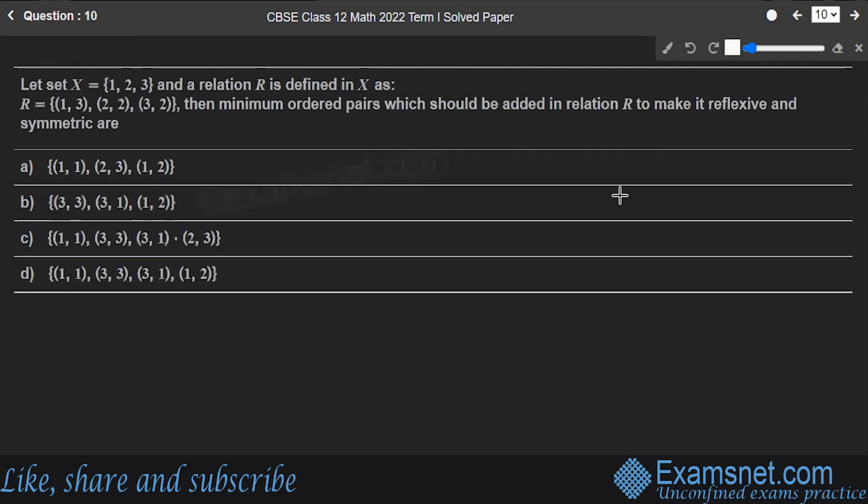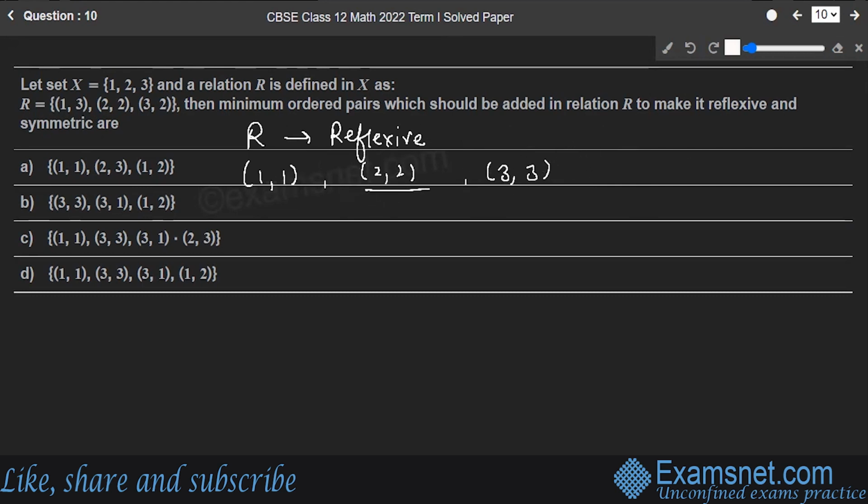Hope you understood that. Next is question number 10. It says let X be the set defined by {1, 2, 3}, and relation R is defined in X as R = {(1, 3), (2, 2), (3, 2)}. Then the minimum ordered pairs which should be added to the relation R to make it both reflexive and symmetric is? See, you want to make R reflexive. R will be reflexive if it contains elements like (1, 1), (2, 2), and (3, 3).